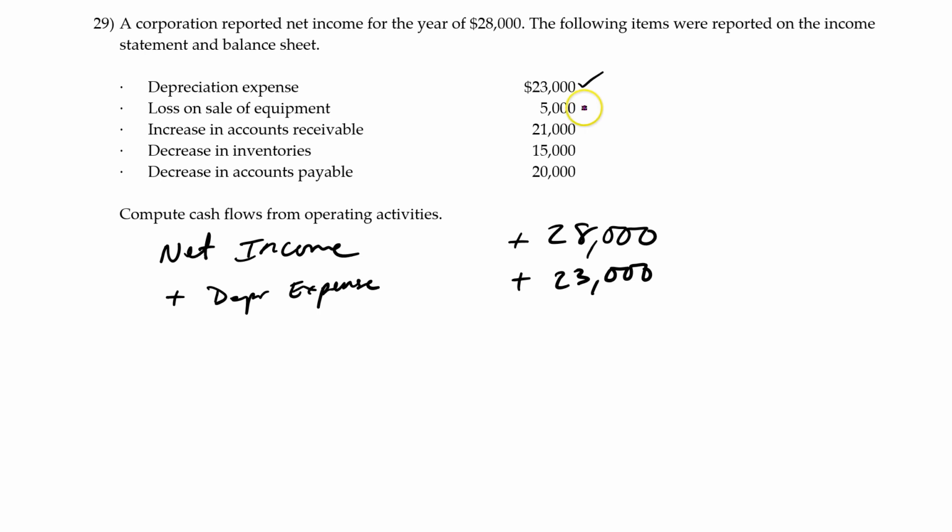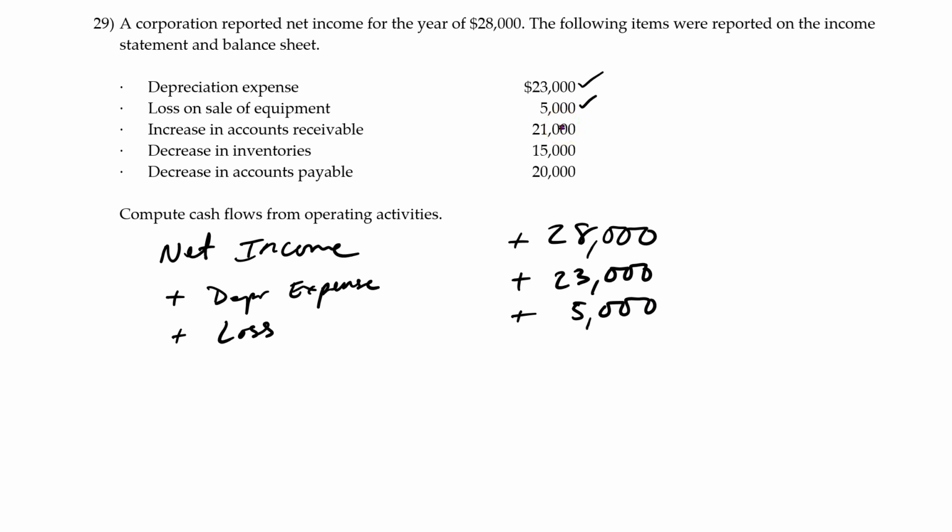The next thing is we need to make adjustments for non-operating activity gains and losses. So, loss on a sale of equipment. Equipment isn't an operating activity item. It is an investing activity. And so we need to take it out of the operating section. That loss was subtracted to arrive at net income. So we're going to add back losses or subtract gains to cancel out their impact in operating. So in this case, I'm going to add back the loss. It's not related to operating activities.